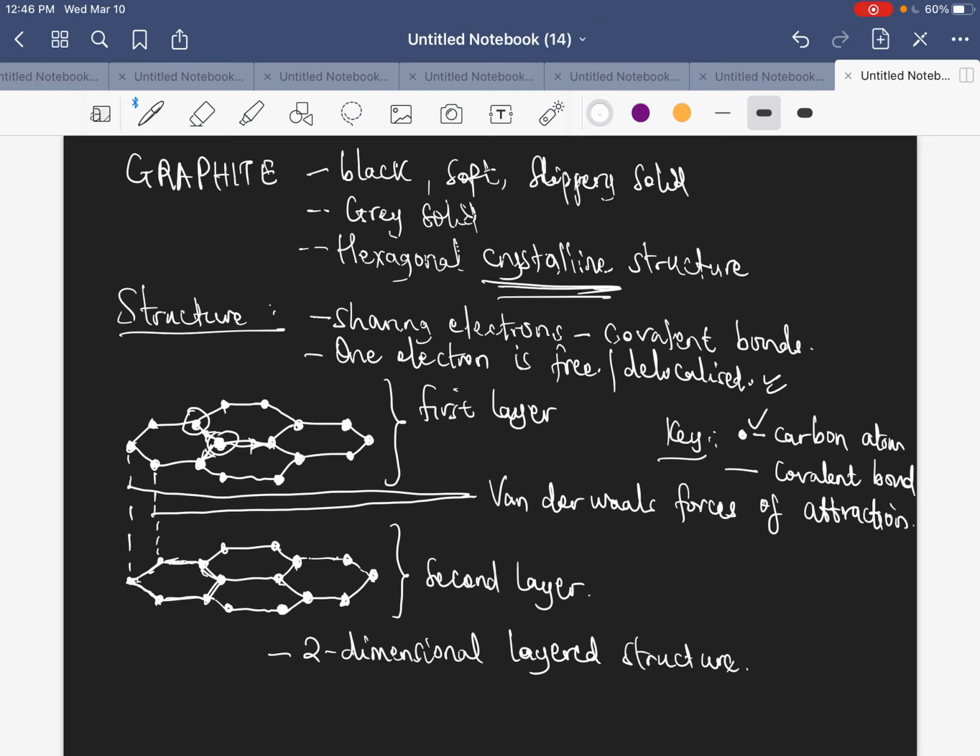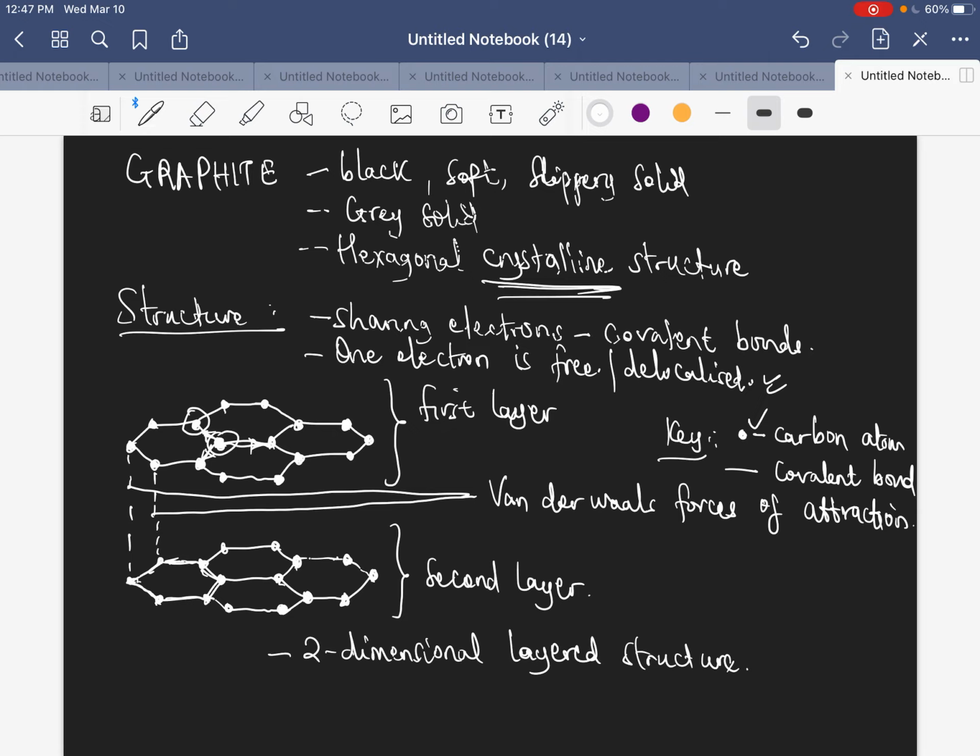So van der Waals forces of attraction are very weak. That's why the different layers are not very strongly attached to each other. We say they are slippery. That's why we say these layers can slide over each other, because the van der Waals forces of attraction holding the two neighboring layers are very weak.